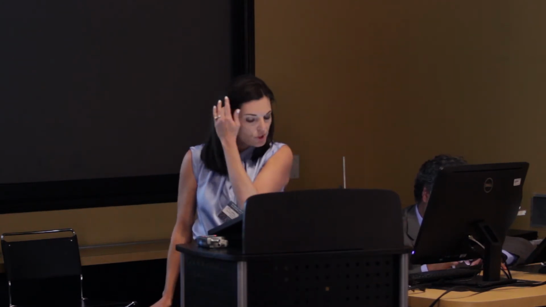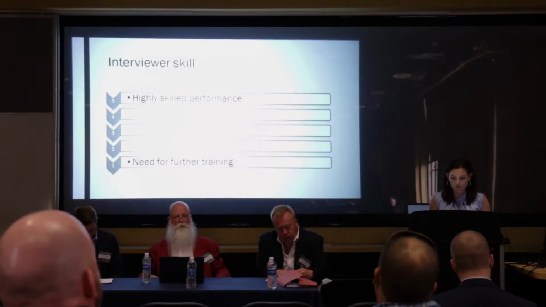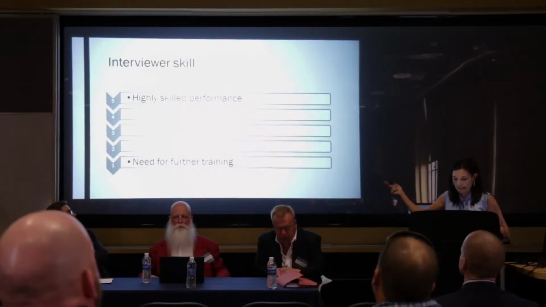So 142 recordings of PEACE interviews that were conducted with people suspected of Social Security benefit fraud were coded for 2 constructs. First was interviewer skill. So observers coded interviewing skill along this rating scale. It's called a Likert type scale, from highly skilled performance to need for further training. And so interviewer skill was coded within each phase, and then also overall interview skill across the entire interview.